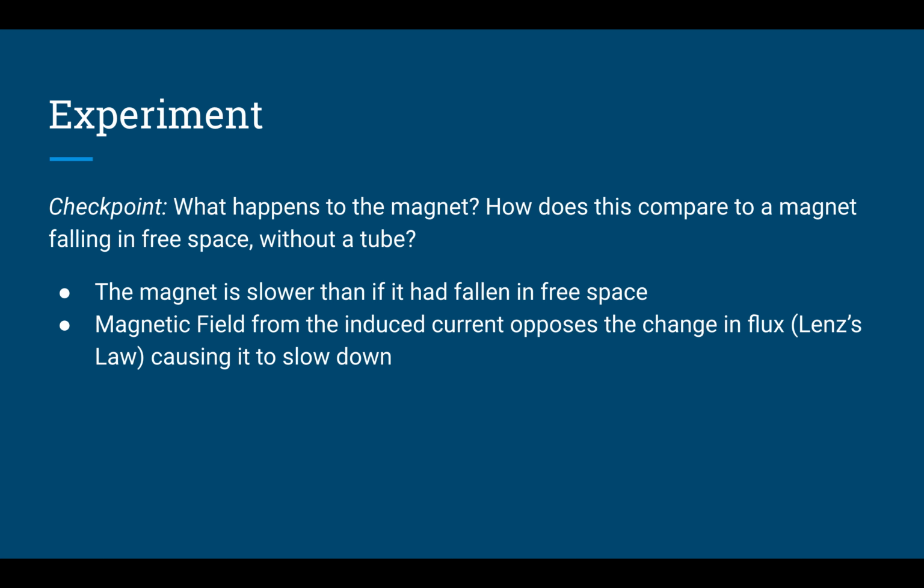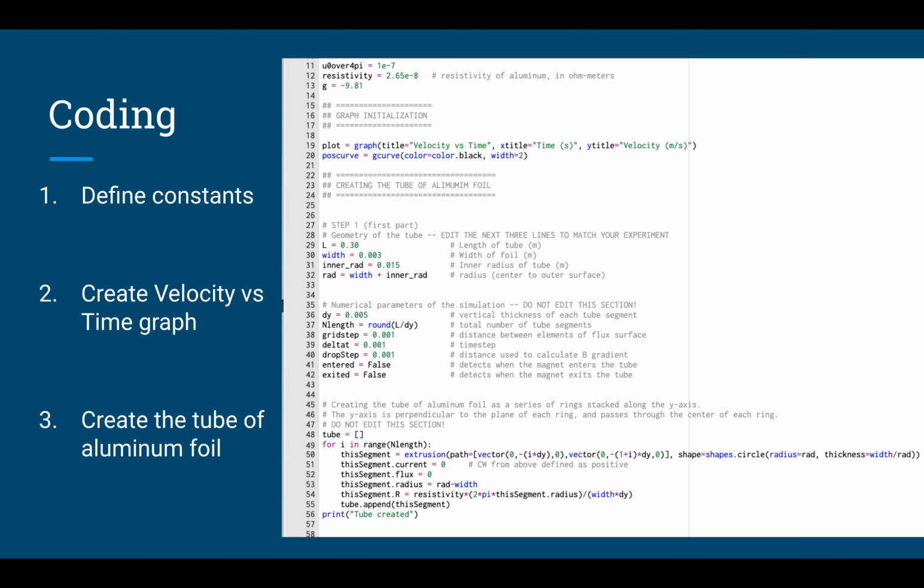In the experiment, I observed that the magnet was moving slower in the tube than if it had fallen in free space outside of the tube, and this is because the magnetic fields from the induced current oppose a change in flux, which is just Lenz's law, and that's what's causing the magnet to slow down.